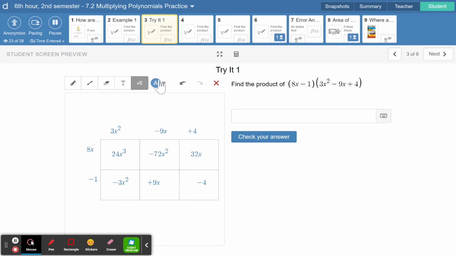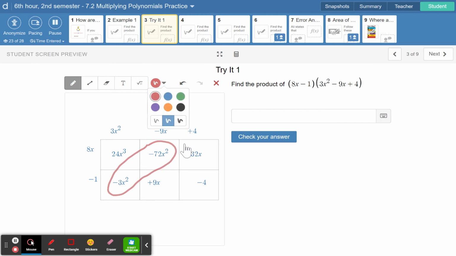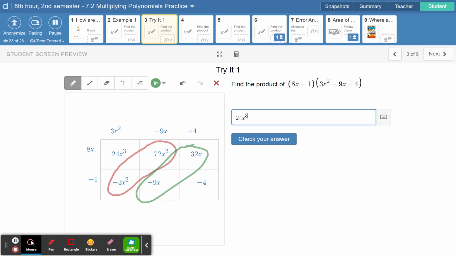So at this point, once again, we're going to have our like terms. Remember, when you have like terms, you do nothing to the exponents. Like terms have the same base, same exponent. So we're just combining the coefficients, the numbers in the front. So we have the 24x to the third power, x cubed. Negative 72 plus a negative 3 is a negative 75, and x squared, plus the 41x, and then don't forget about the minus 4.